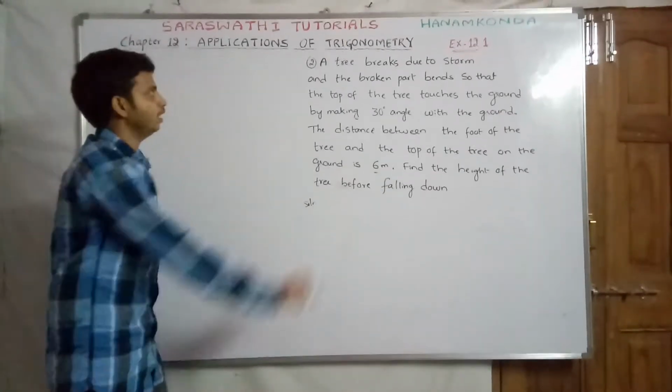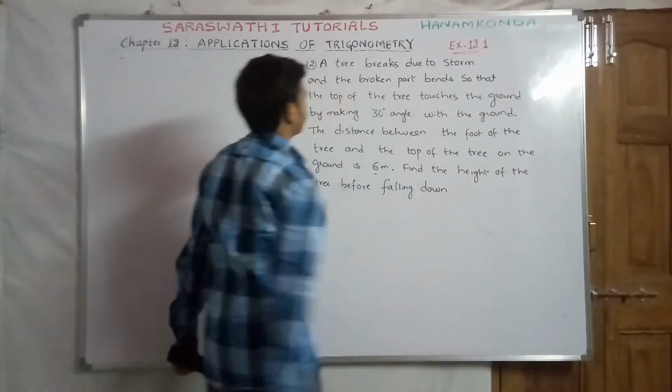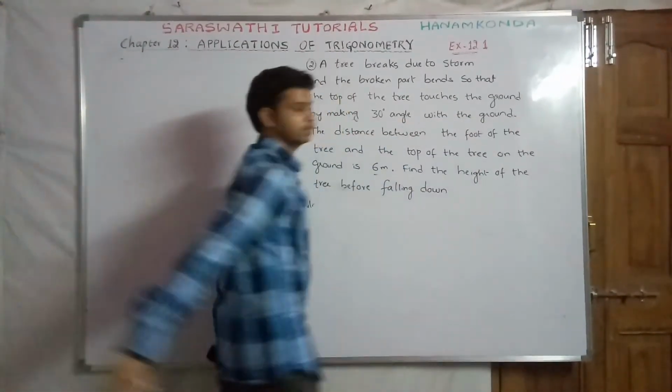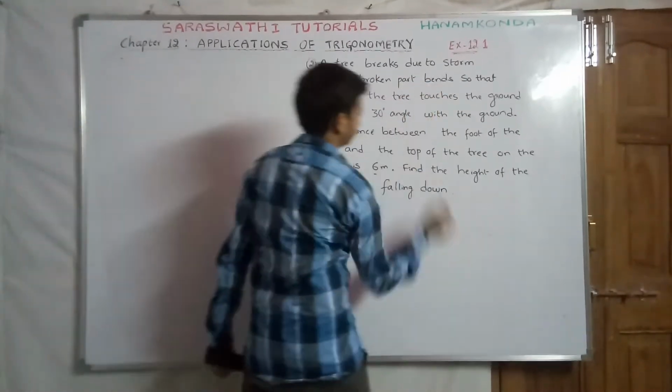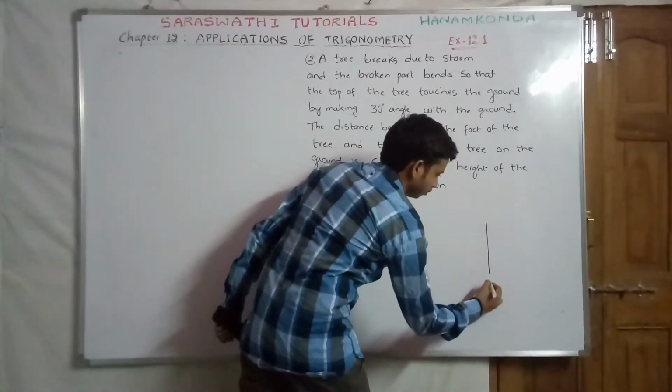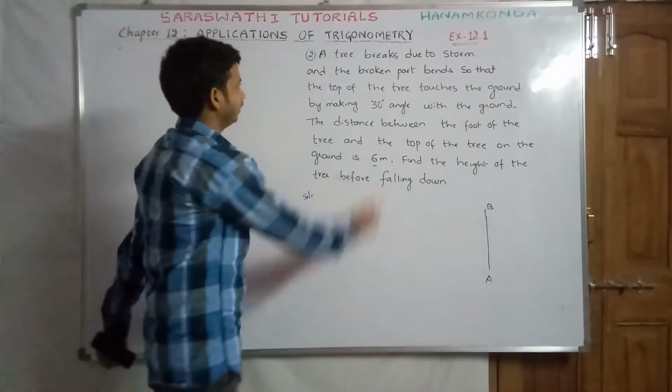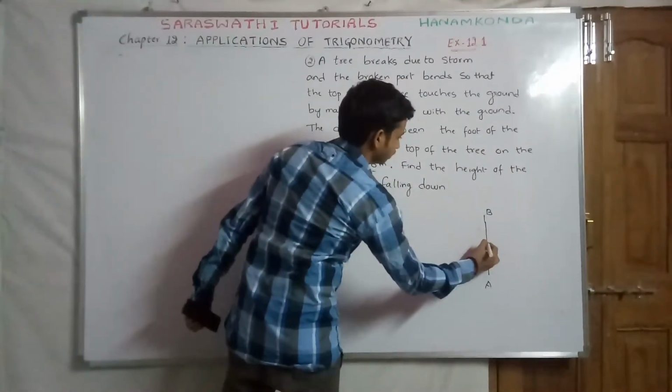The next question is: a tree breaks due to a storm and the broken part bends so that the top of the tree touches the ground by making a 30 degrees angle with the ground. So a tree breaks due to a storm. Let us suppose AB is the tree. So the tree breaks due to a storm, and let BC be the broken part.